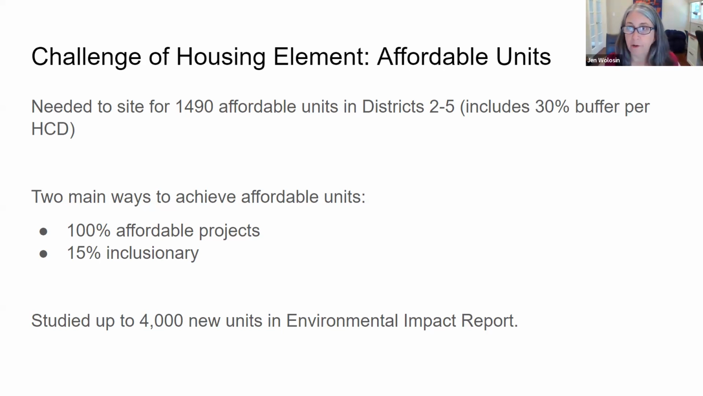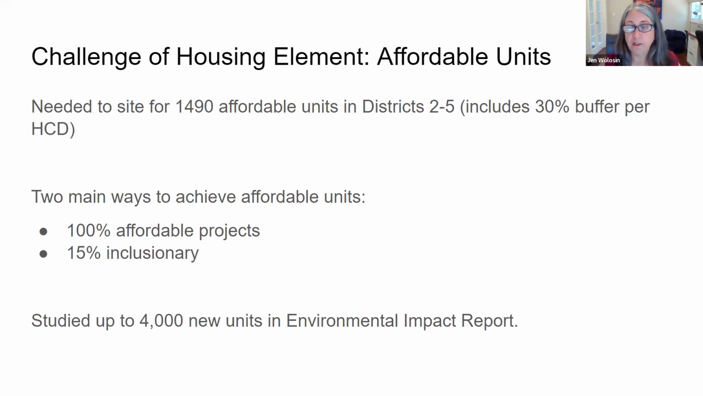And the main way affordable units are generated are through 100% affordable projects and our city's own inclusionary housing policy, where we require all large developments to generate 15% of their units at the low income affordable level. Now, it's much more efficient to produce 100% affordable projects because then all of those units can count as affordable towards our almost 1,500 target of affordable units.